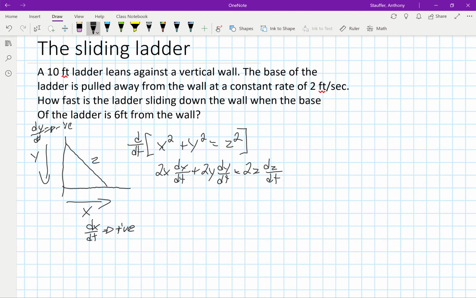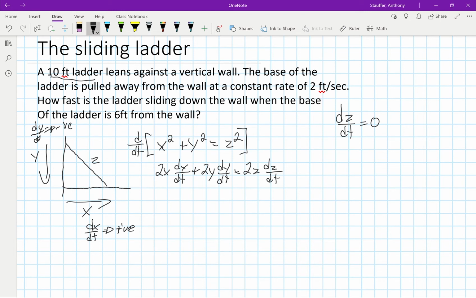Now, when it comes time to start putting values in for these variables, something interesting happens. I have a 10-foot ladder, and one thing about this 10-foot ladder is that its size doesn't change. At no point in time does the ladder ever change from being 10 feet. Well, what would that mean? That would mean that dz over dt would have to equal 0 because that value is not changing.